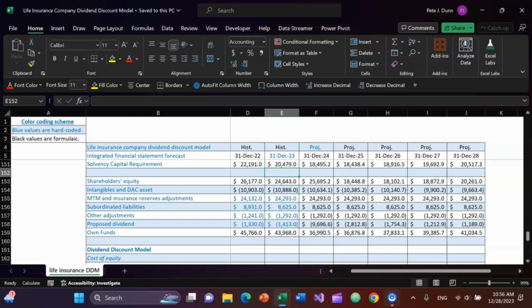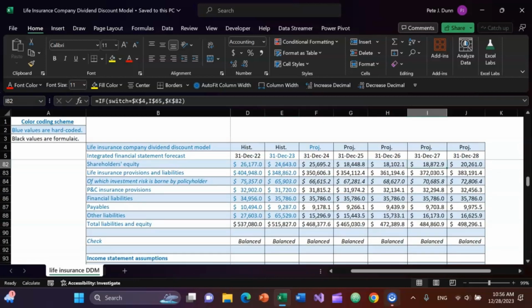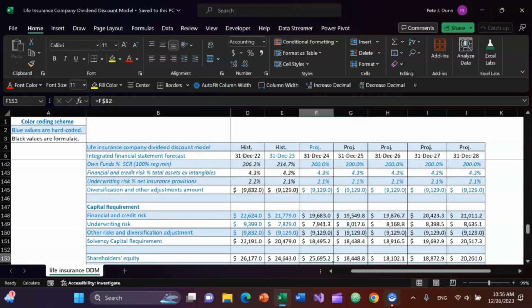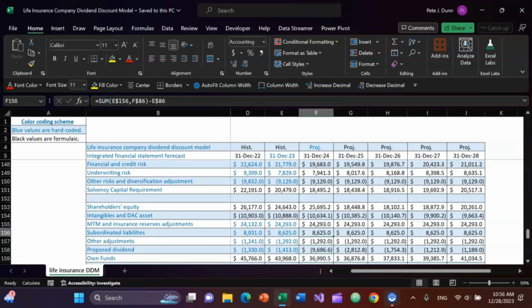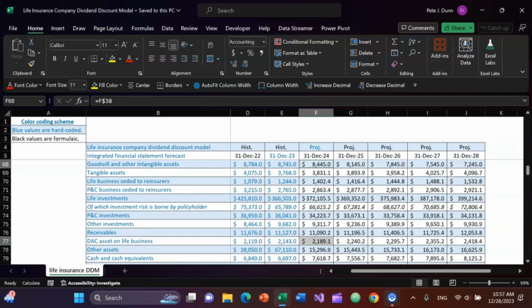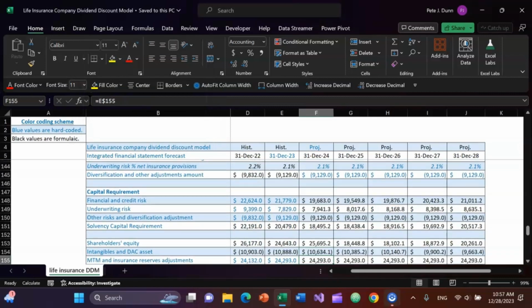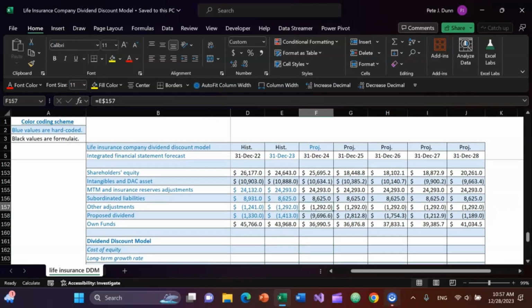Then you come down here to shareholders' equity. Again, that references row 82, control left bracket, F5, enter. The intangibles and DAC asset is just the intangible plus DAC, which is rows 68 and 77. F5 to get back. Mark-to-market insurance reserves and adjustments. That's just going to be last period, so I'm going to straight line that from the historicals.